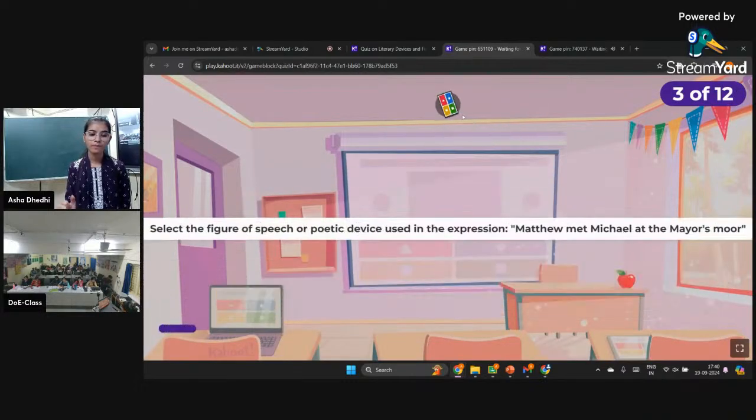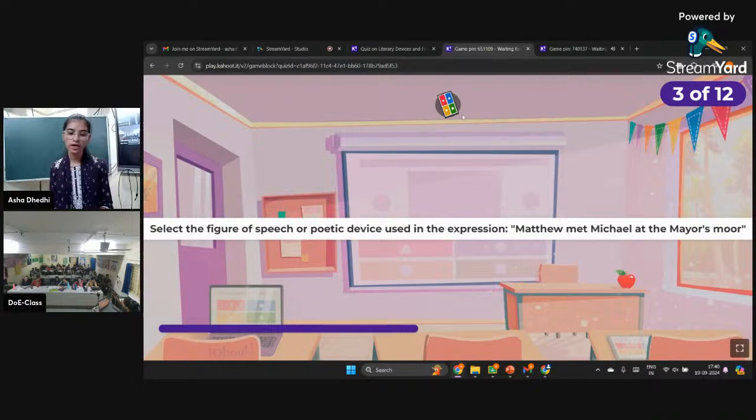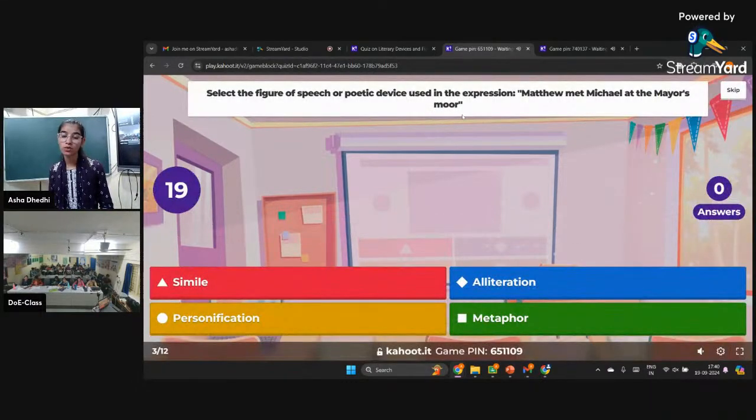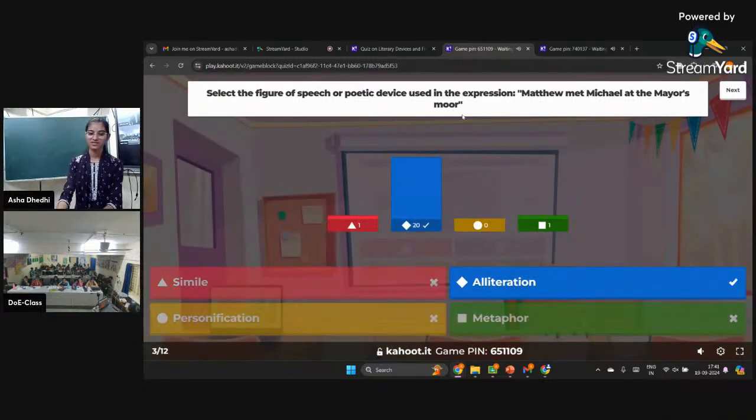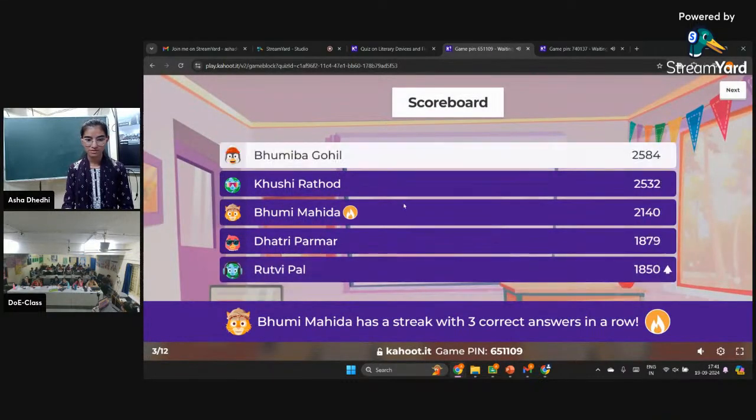Okay, next question is: select the figure of speech or poetic device used in the expression "Matthew met Michael at the mayor's mood." So you just have to identify the poetic device. This is an easy one, right? I hope everyone will get it correct. Okay, so 20 people have given the right answer, alliteration. Next question.